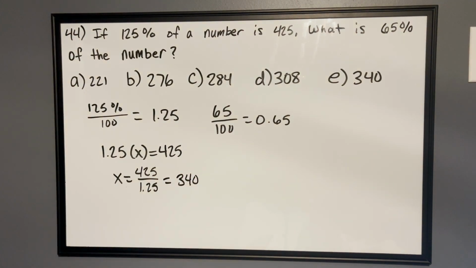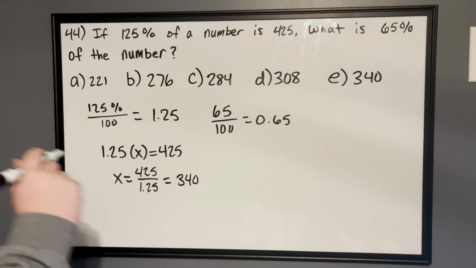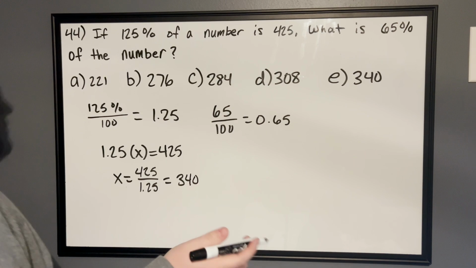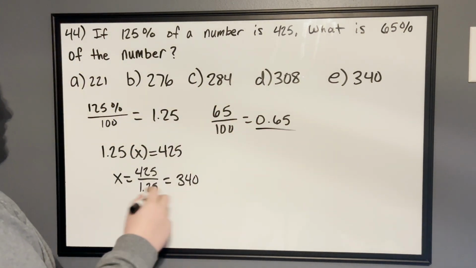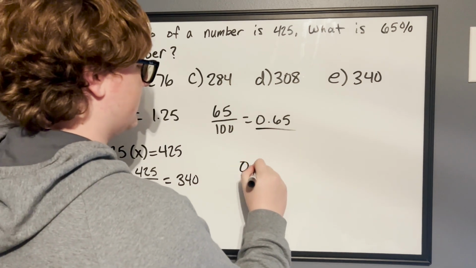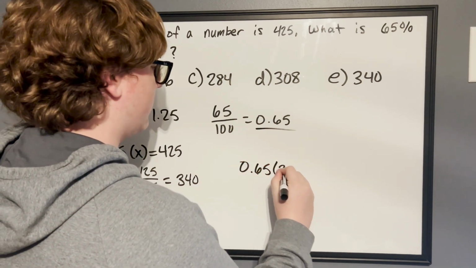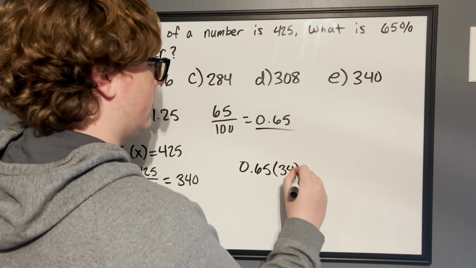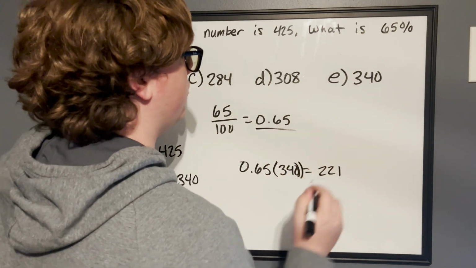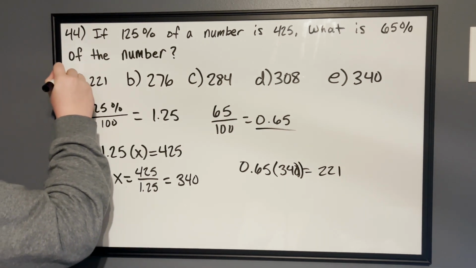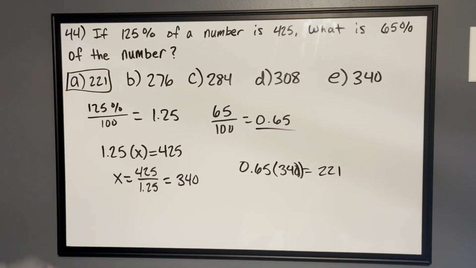So we know that our original number is 340, but that's not our answer. We're looking for 65% of the number. So to find 65% of the number, we just multiply the decimal form, 0.65, times the number. So we have 0.65 multiplied by 340, and this will give us 221. So our answer choice for option 44 is going to be A. So that's it for number 44. Let's move on to 45.